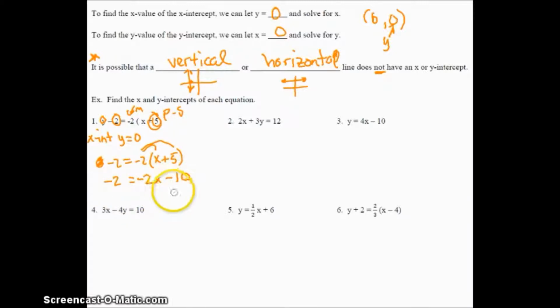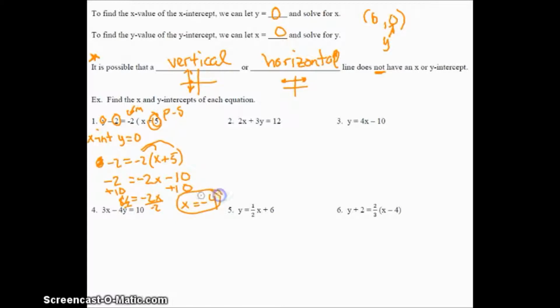Now we have a two-step equation. So we're just going to solve this out by adding 10 to both sides. Add 10, so 10 minus 2, that's 8, equals negative 2x. Okay, to solve, we divide by negative 2, divide by negative 2. So therefore, we're left with x equals negative 4.